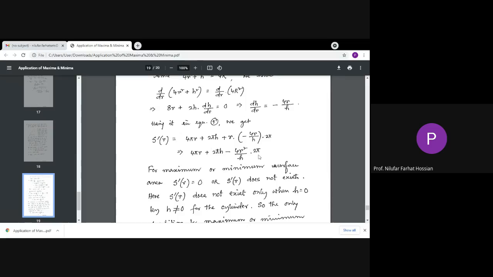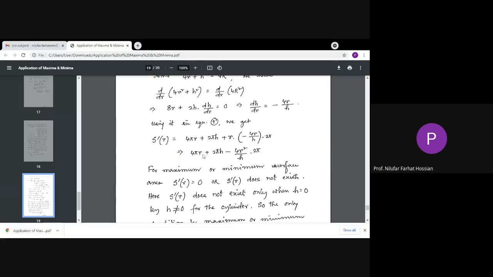Now we discuss the points where this derivative becomes 0 or infinite. So for a maximum or a minimum of the surface area S, the derivative of S, that means S prime r, either it should be 0 or S prime r does not exist. Here S prime will be equal to 0 when this whole thing equals 0. And I think this sign should be equal to, not implied. It should be equal to.